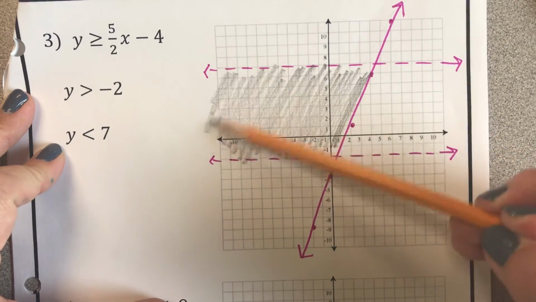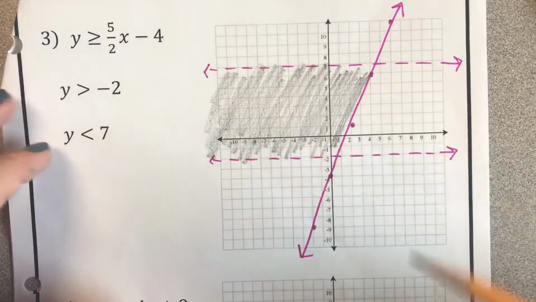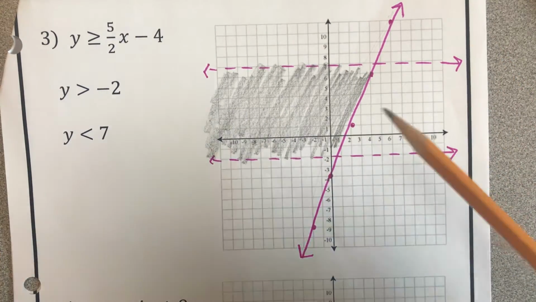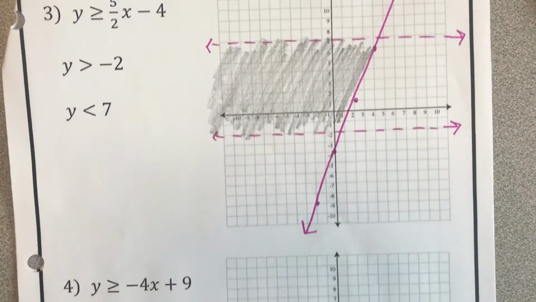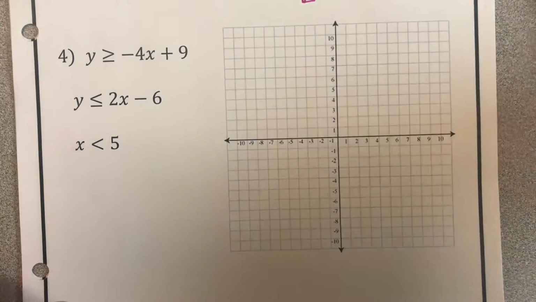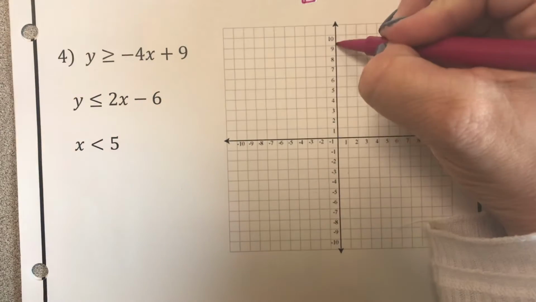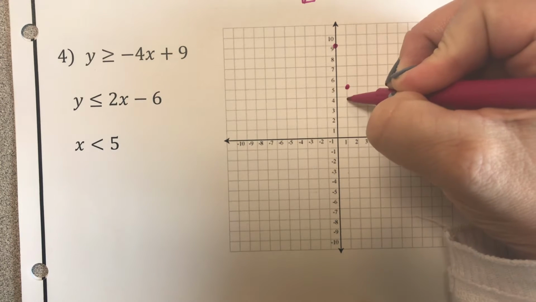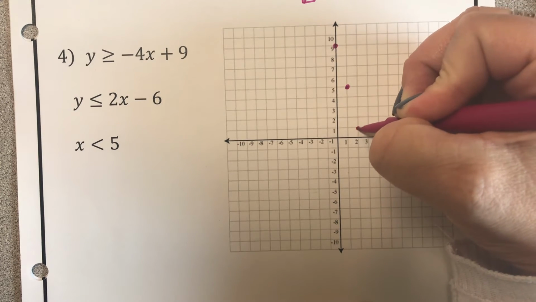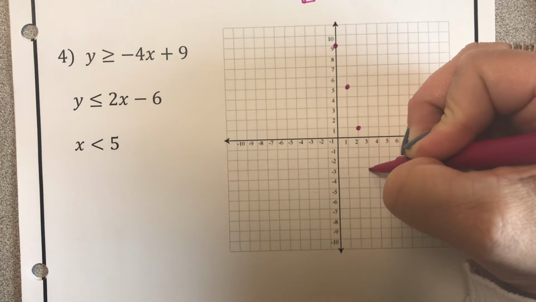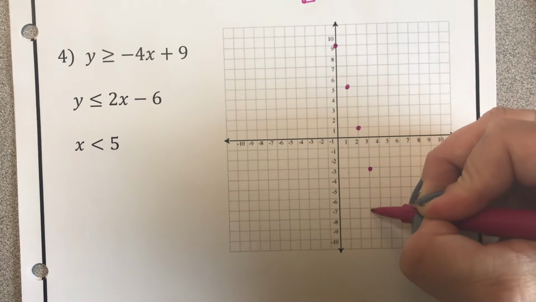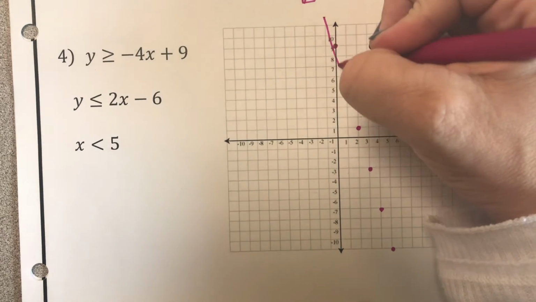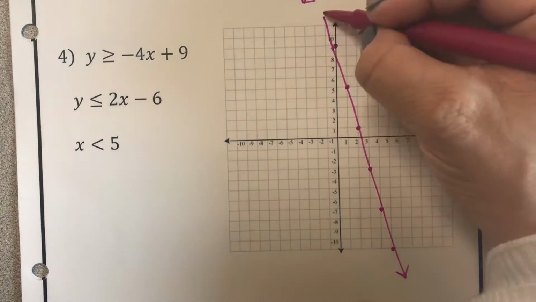Some people, I personally don't like to shade multiple areas. I just like to graph all my lines and then narrow it down and figure out which section would be shaded. So this last one, y is greater than or equal to negative 4x plus 9. So there's 9. Then 1, 2, 3, 4, down, and repeat. And it's going to be a solid line like this.